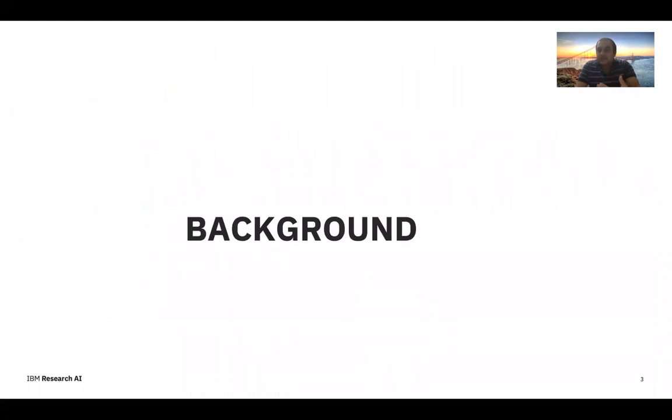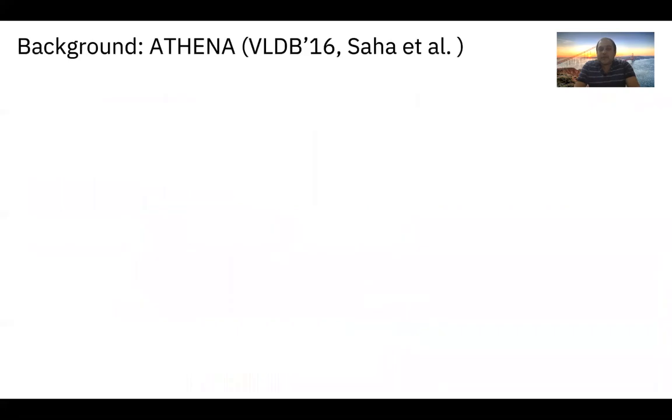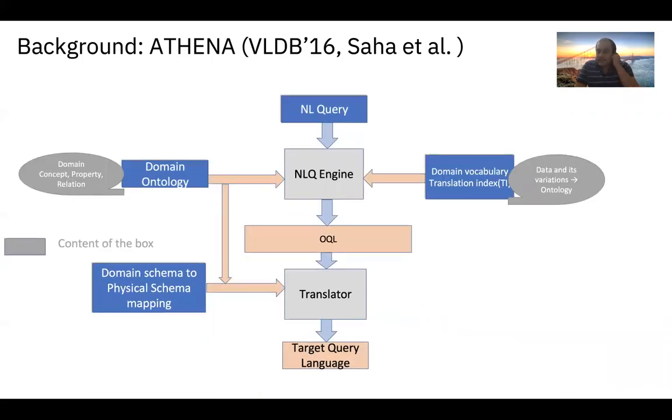We will also start with some background so that we can appreciate where the work is coming from. One of the things that I want to cover in the background is ATHENA, because the paper is experimental on that. It was a state-of-the-art NLIDB system which was proposed by Diptikalyan Saha and company, and it was presented in VLDB 16.